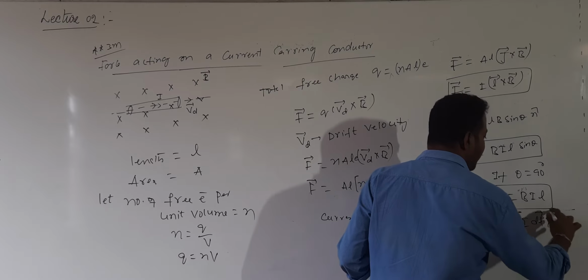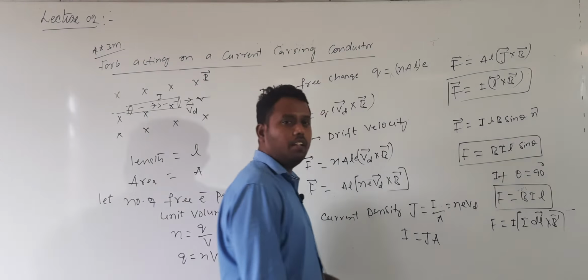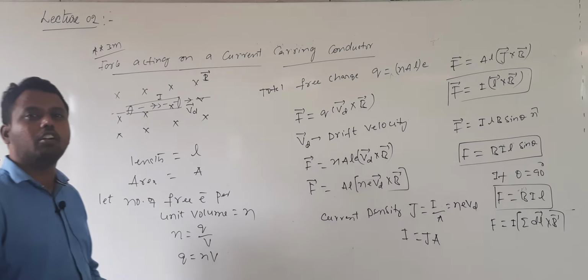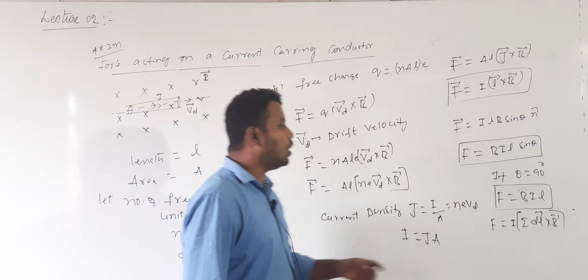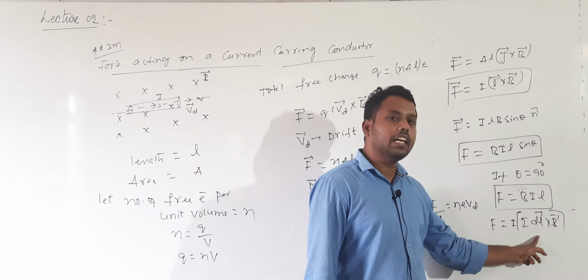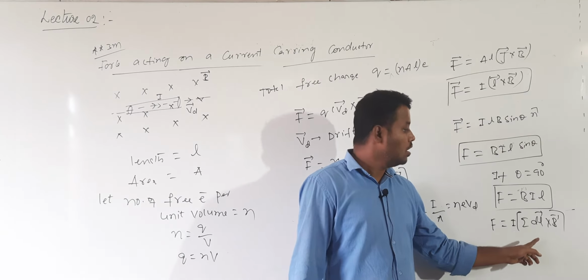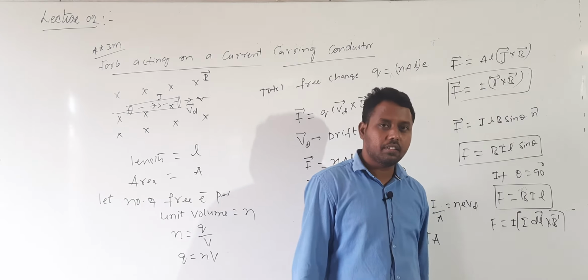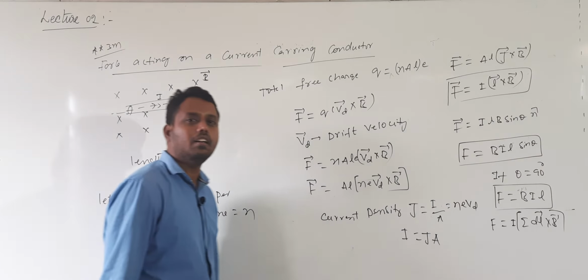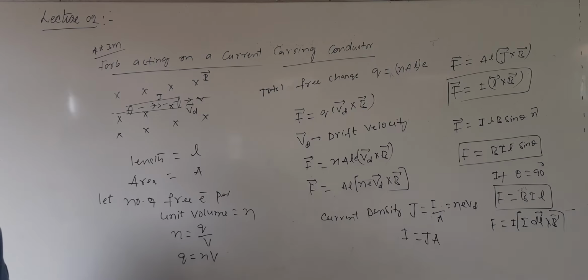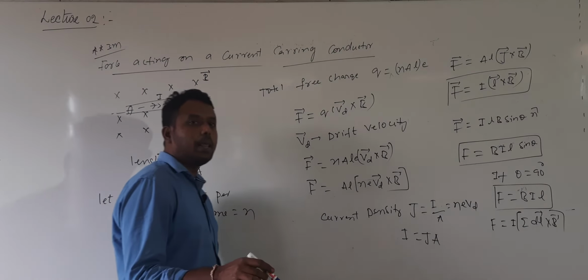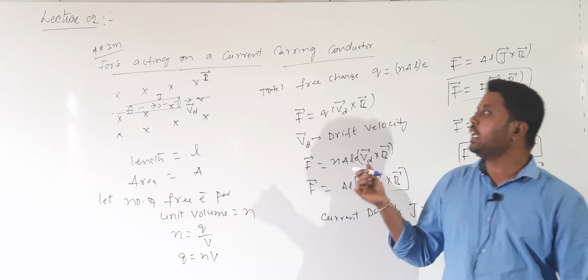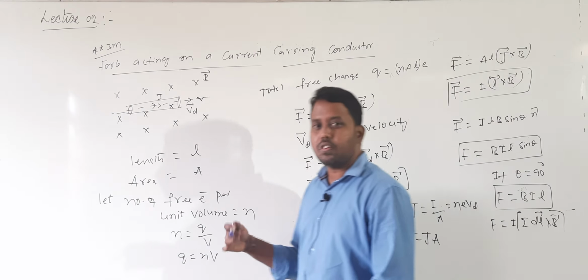Whenever they give a straight conductor it is easy, but every time the conductor may not be straight. If it is of any arbitrary shape, we will divide the conductor into a number of elements. So the total force will be given by the summation of I dl bar cross B bar. Concept understood? What is the conclusion? Whenever a current carrying conductor is placed in an external uniform magnetic field, it will experience a force.